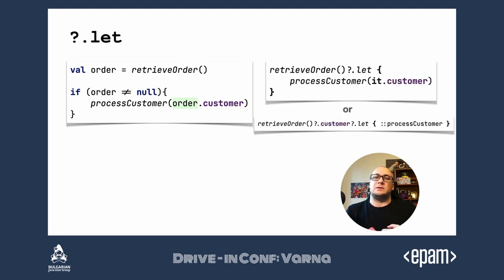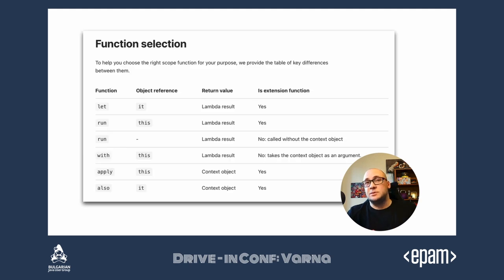We use the safe call operator to run an extension function, and then in that block, we just refer to that variable that we don't declare this time. We refer to it as an implicit variable with the name it. So the difference here is that we don't declare the variable. We don't need the intermediate variable to actually do something with it. So in the documentation, you will find a nice reference about all these functions.